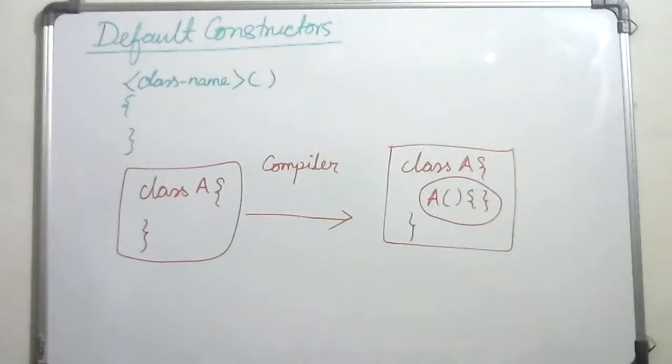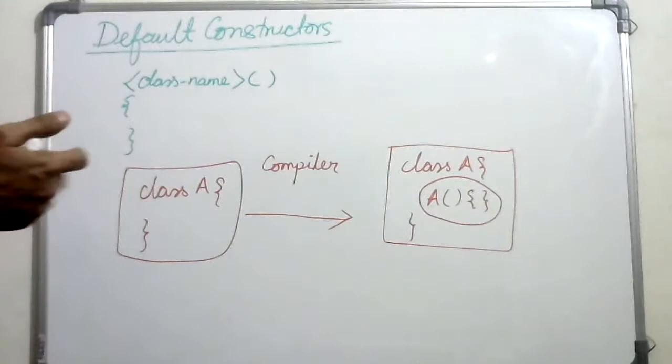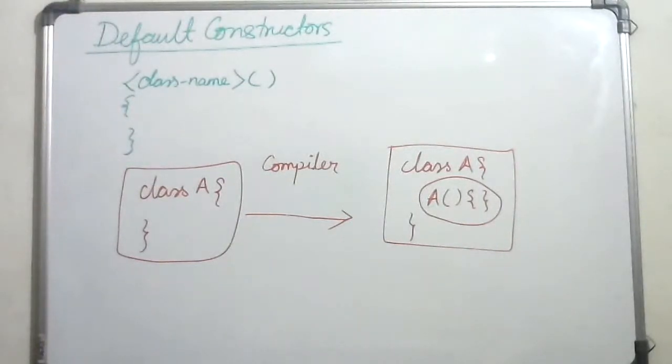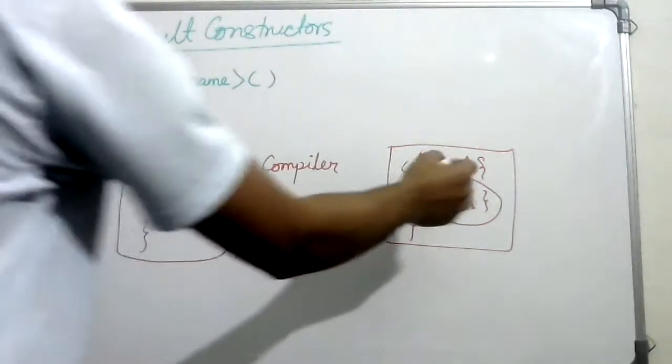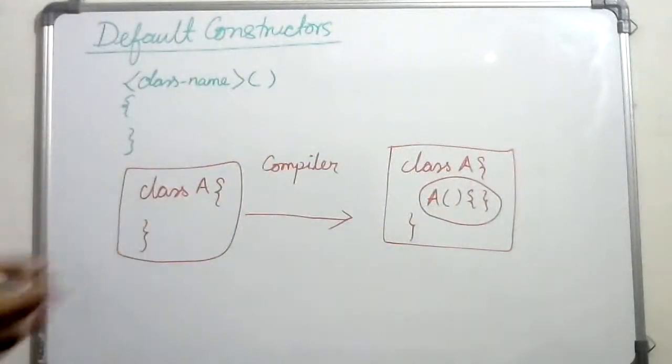This particular constructor automatically initializes the variables to their default values. So each data type has a default value. Writing this particular constructor on your own will do the same thing as if it is provided by the compiler. So if you write it on your own, it will do the same thing. Even if you do not write it on your own, the compiler will provide one such constructor and it will do the same job.